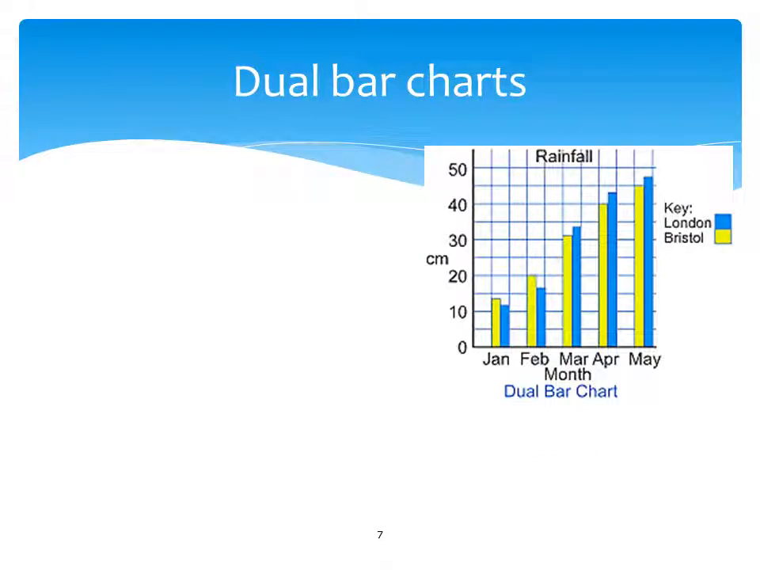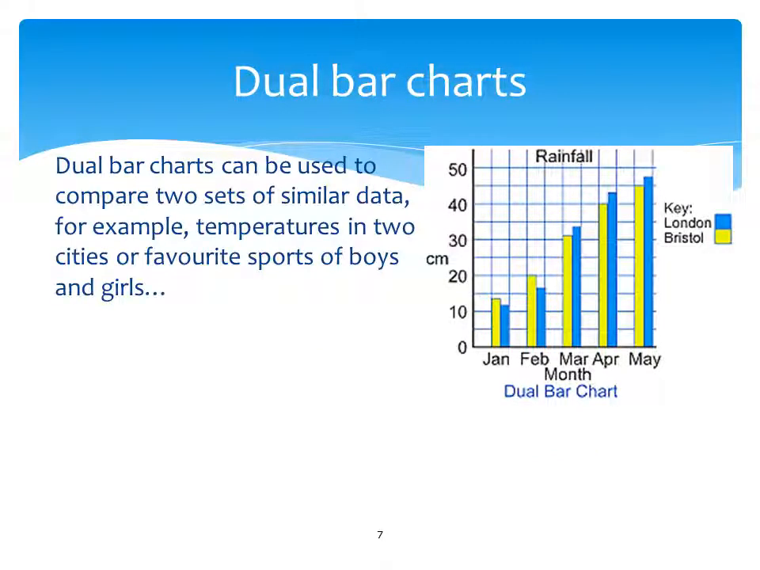Another type of bar chart is the dual bar chart. Dual bar charts can be used to compare two sets of similar data. For example, temperature in two cities, favorite sports between boys and girls, and rainfall in the two cities.